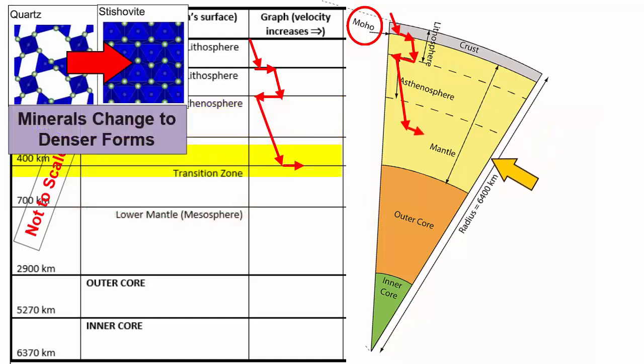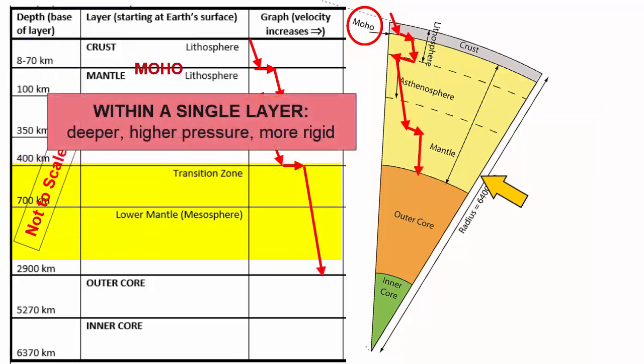Then we hit the transitional zone of the mantle, where many minerals have transformed under high pressures into denser forms, new minerals with more tightly packed atoms. We see a jump in seismic wave velocity here with wavefronts bending upwards. As seismic waves continue to descend within and past the transitional zone through the lower mantle, the increasing pressure creates increasing rigidity, and there's a slow and steady increase in seismic wave velocity, with wavefronts bending upwards.